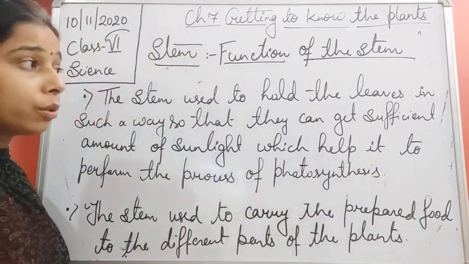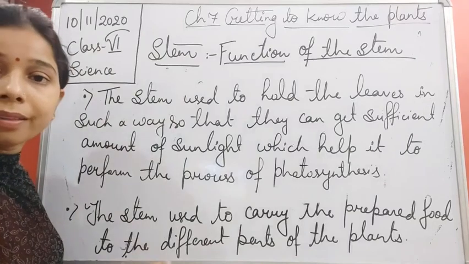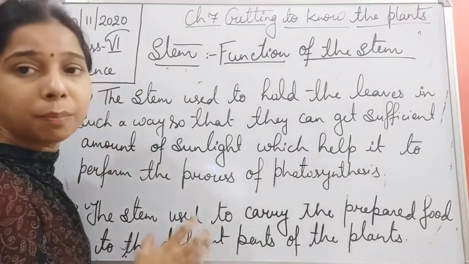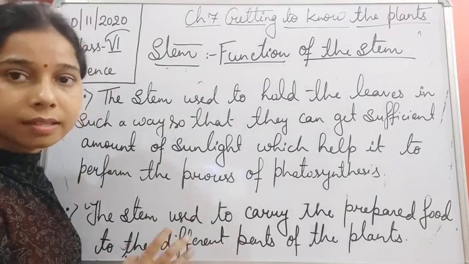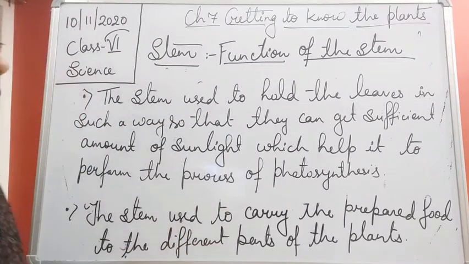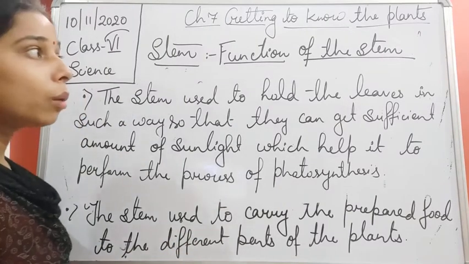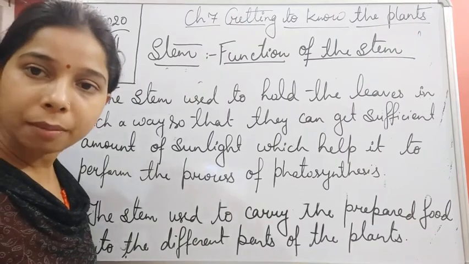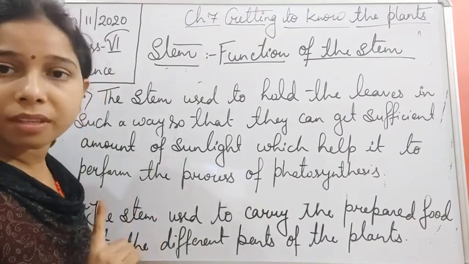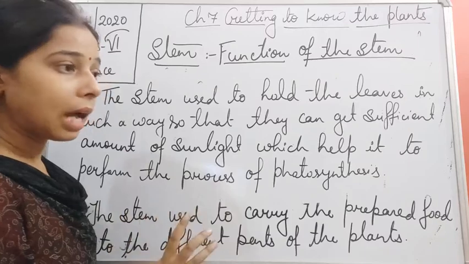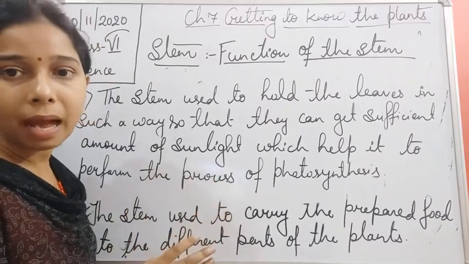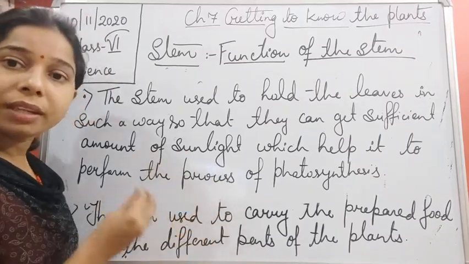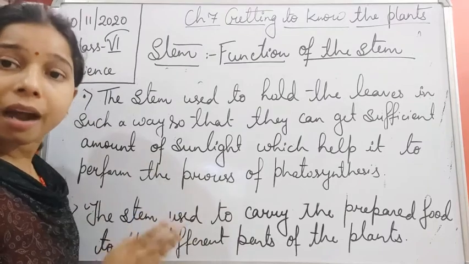Okay, so it is used to hold the leaves in such a way that the plant can easily perform the process of photosynthesis, students. So this is all about the function of the stem. Let me remind you again, the first function of the stem that we had discussed is that it helps in holding the plant upright. So it helps the whole plant to stand upright.